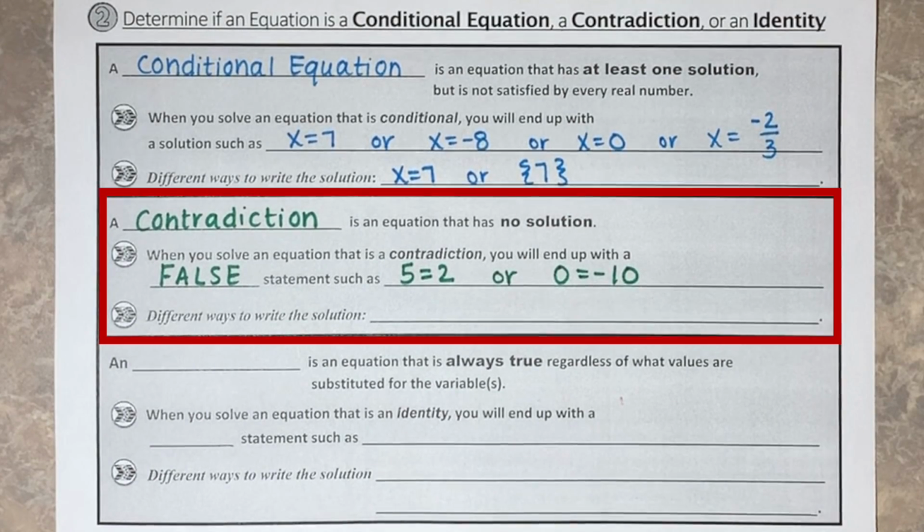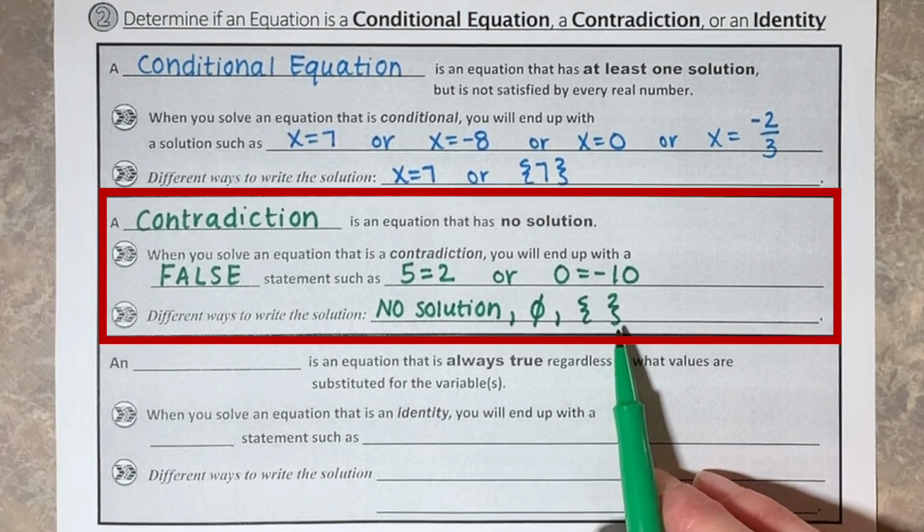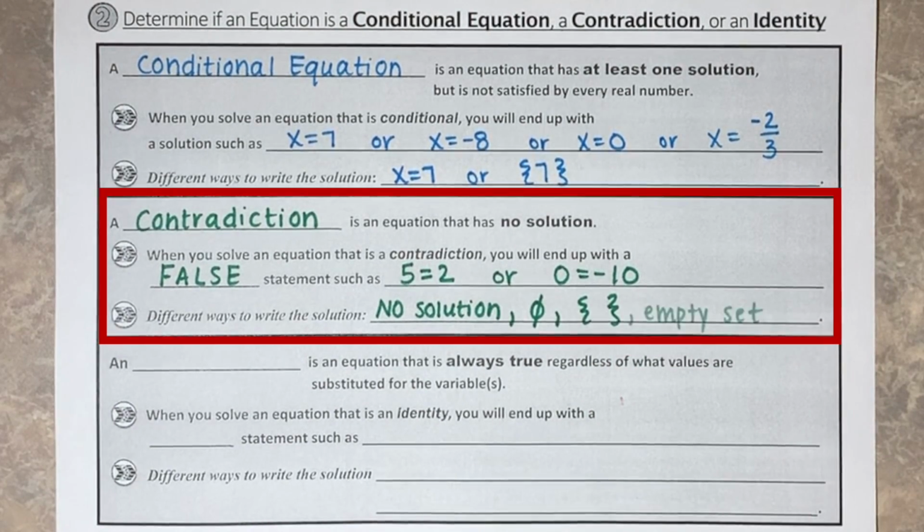And we'll see an example of this shortly. There are different ways to write our final solution for equations that are contradictions. You can simply write no solution, or you can write this symbol, which means no solution, or you can draw empty brackets, which also means no solution, or you can write the words empty set.